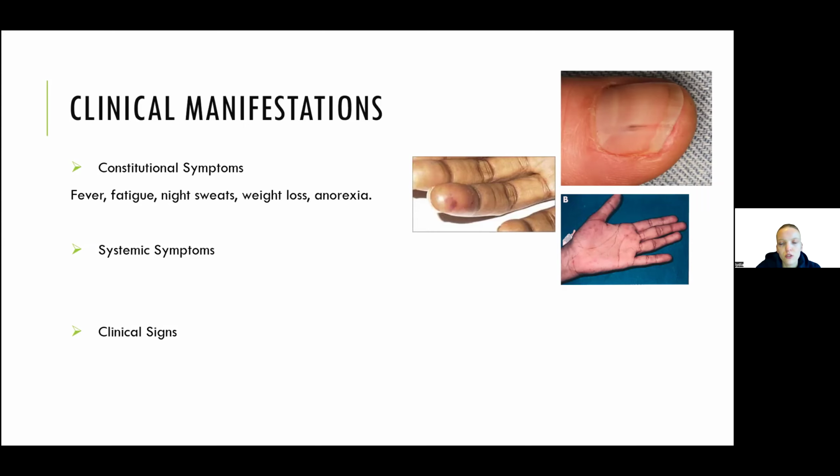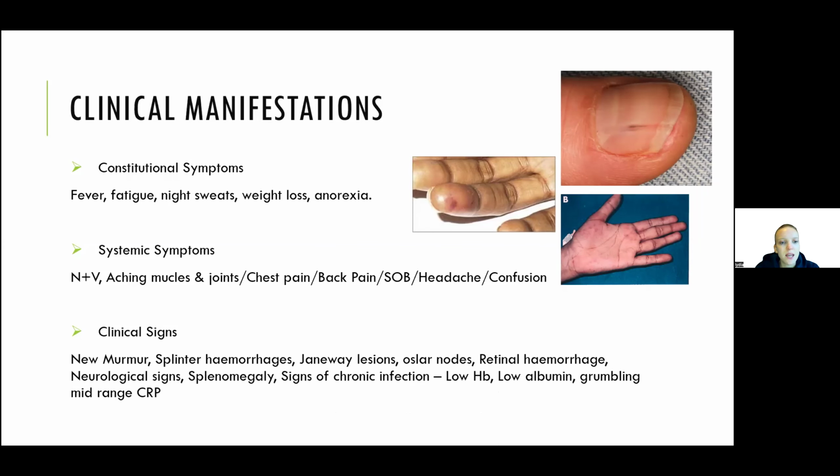Yeah, so your constitutional symptoms are things like your fever, fatigue, night sweats, weight loss, anorexia, all those things that don't necessarily point towards infection. You might also be thinking about things like malignancy if those kind of things came up. Your systemic symptoms can sometimes point you in a bit more of a specific direction, but again, they're often very vague. They can sometimes give you a bit more information about thinking about possible embolic phenomena and where that might be in relation to. And then, yeah, your clinical signs.